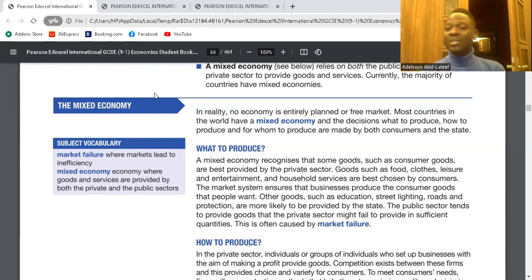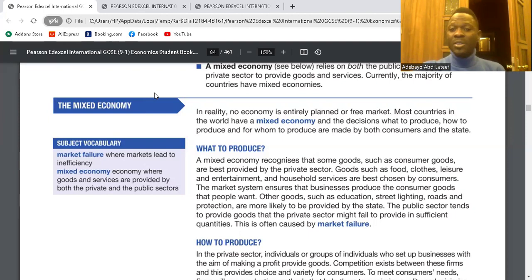A mixed economy recognizes that some goods such as consumer goods are best provided by the private sector. Goods such as food, clothes, leisure, entertainment and household services are best chosen by consumers. The market system ensures that businesses produce the consumer goods that people want. Other goods such as education are merit goods. Street lighting is a public good. Roads are public goods, and protection is a public good. These are more likely to be provided by the state.